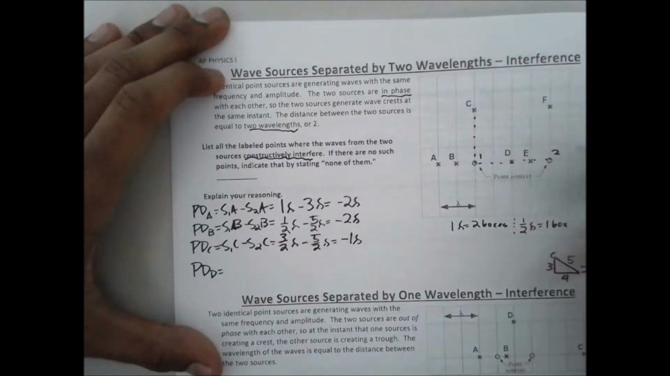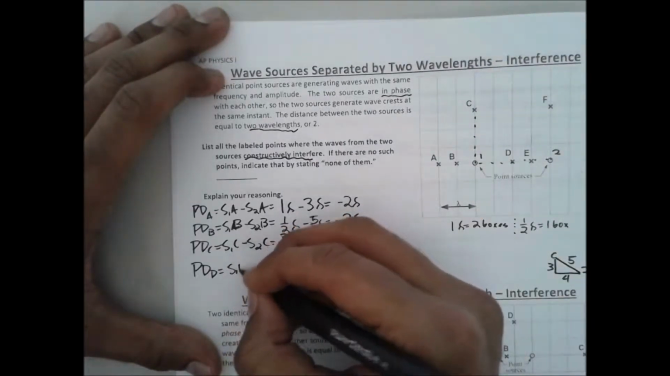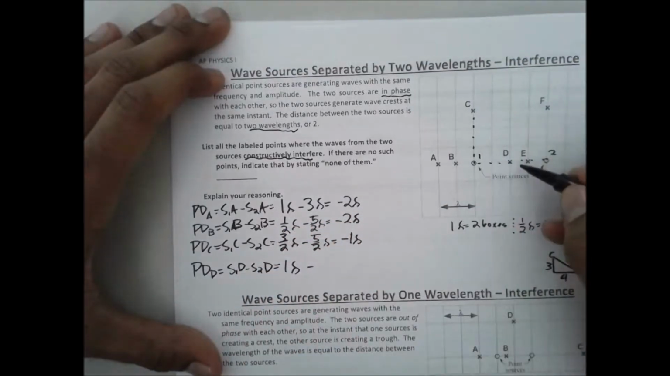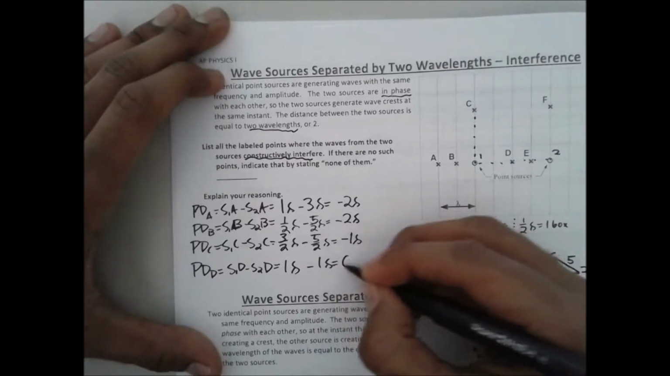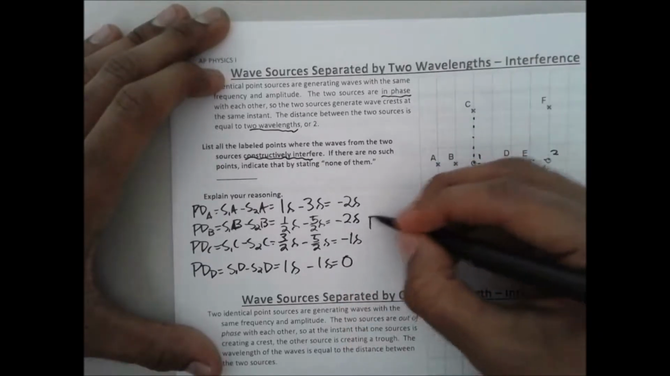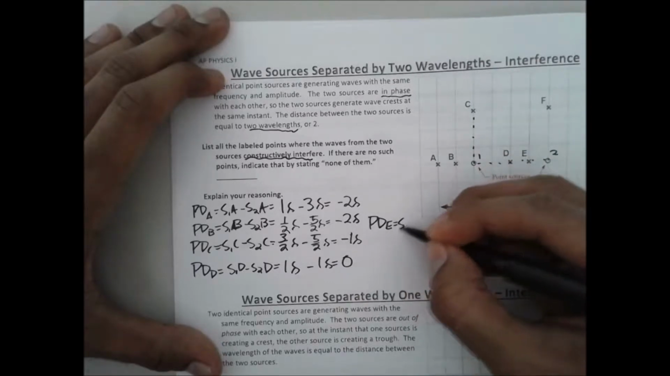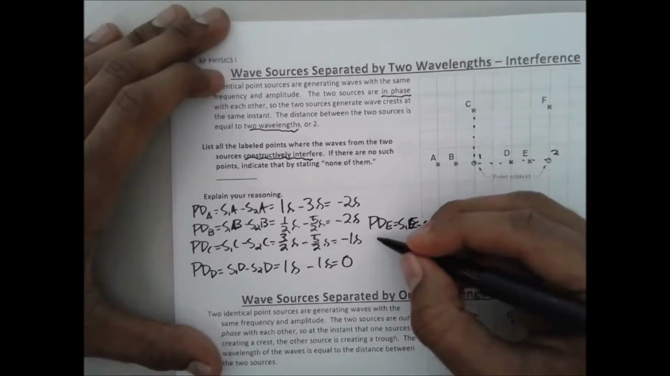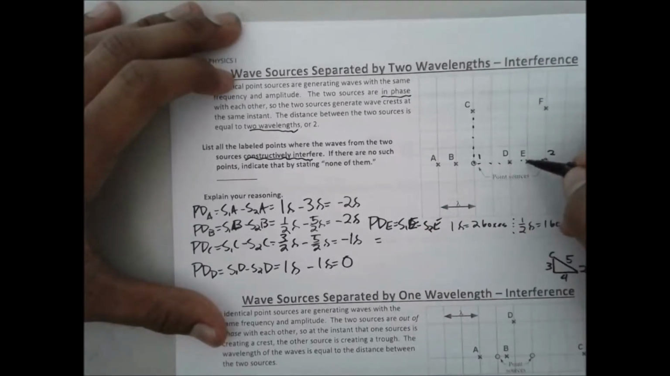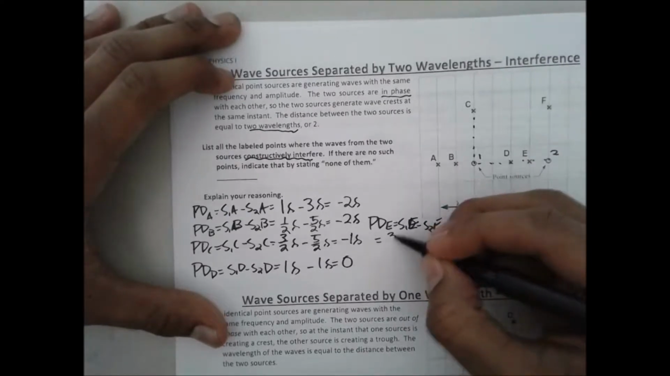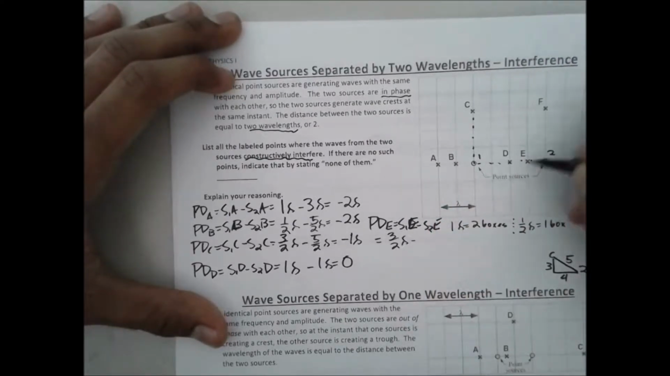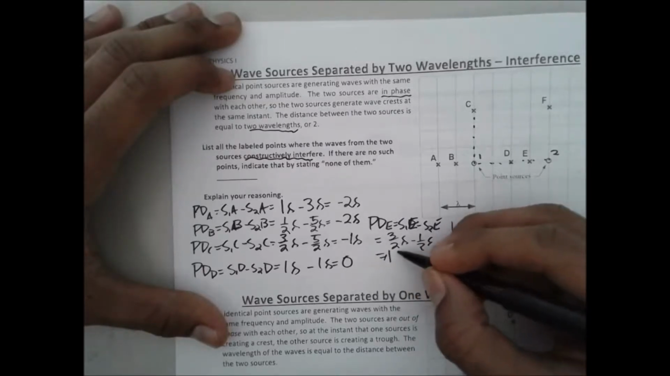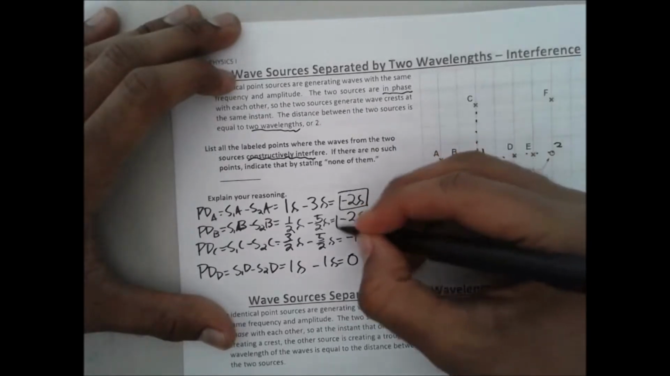From D, this is source 1D minus source 2D, 1 wavelength minus 1 wavelength, 0. Then we have two more. From E, that's 1, 2, 3. Source 2E is 1/2. This is 1 wavelength. These are all integers.